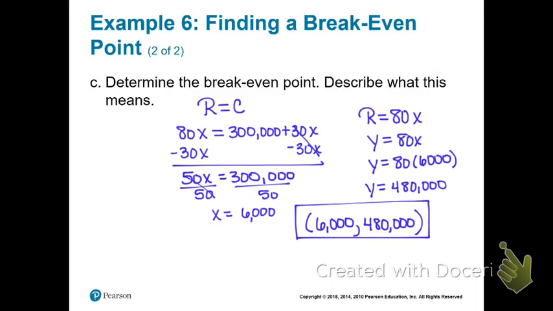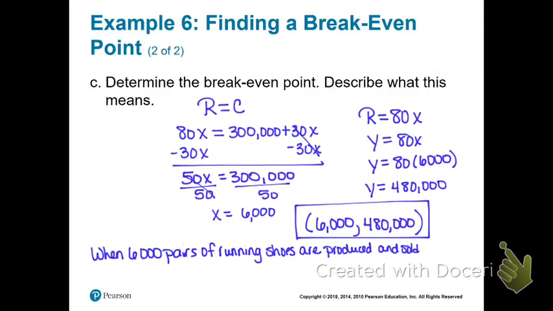What does that mean? When 6,000 pairs of running shoes are produced and sold, the revenue and the cost will both be $480,000.